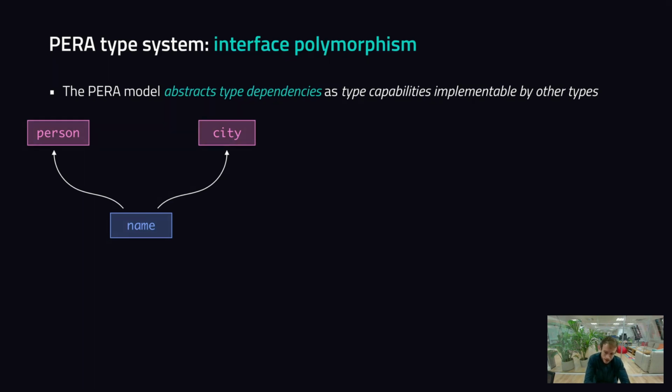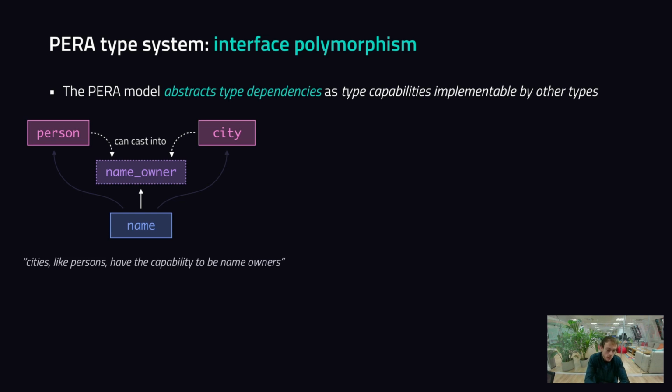Now, the diagram is not really reflecting that, because we don't want the name to be instantiated with both a person and a city. We want there to be either a reference to a person or a city that we instantiate the name with. And the canonical way of doing this is precisely to introduce a new abstract type of name owners that name then directly depends on, and to declare that both person and cities can cast into that type. So cities, like persons, can be cast into name owners, and names are now instantiated with such name owners. So both persons and cities have the capability of owning names.